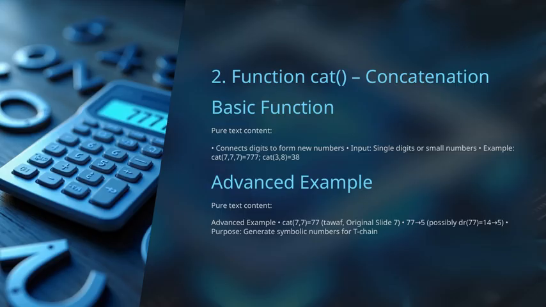When we see cat 7, it produces 77, which relates back to the concept of tawaf from our earlier slide. Interestingly, 77 can be further transformed, perhaps through another function like doctor 77, which might reduce it to 14, and then to 5. The main purpose of this process is to generate symbolic numbers that can be used in the context of the T-chain, adding a layer of abstraction and meaning to the numbers we create. This demonstrates how concatenation isn't just about combining digits, but can also serve as a tool for generating meaningful symbolic representations within our overall framework.